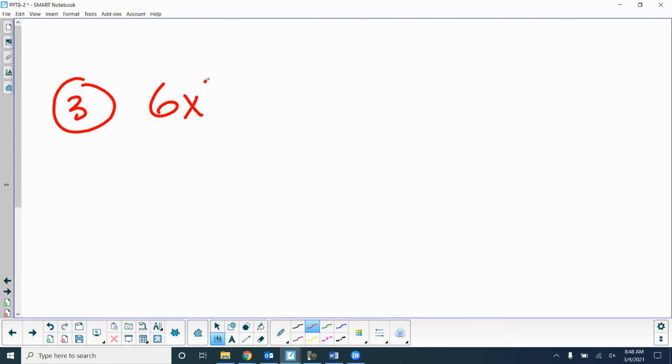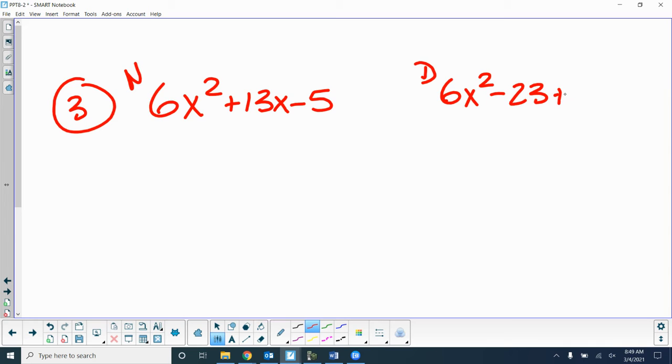Okay, these had a 6x squared plus 13x minus 5. I want to do each one. Here's the numerator. I'm going to put the denominator over here because it's going to take some work, so you can see both of them. 6x squared minus 23x plus 7. All right, so I have to multiply 6 times negative 5. What are the factors of negative 30 that add up to 13? 15 and negative 2, right?